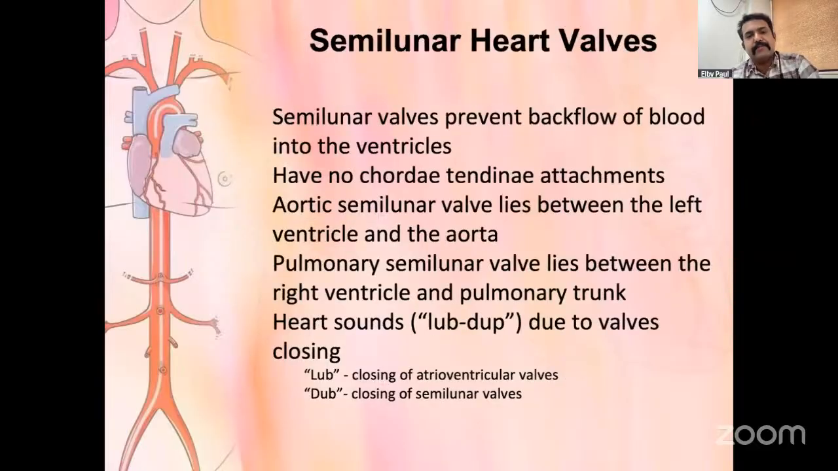They also prevent the valve from collapsing back into the atria. Semilunar valves prevent backflow of blood into the ventricles and have no chordae tendineae attachments. The aortic semilunar valve lies between the left ventricle and the aorta. The pulmonary semilunar valve lies between the right ventricle and the pulmonary trunk. The heart sounds, lub dub, are due to the valves closing. Lub means the closing of the atrioventricular valves, and dub means the closing of the semilunar valves. If you auscultate the heart sounds, you can hear the sound of lub dub.